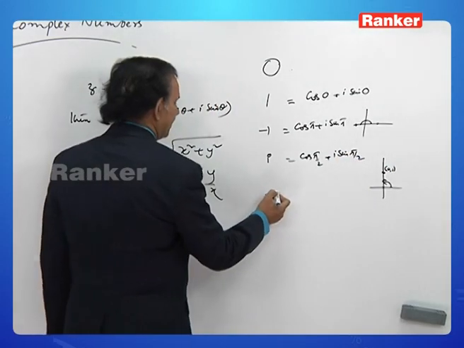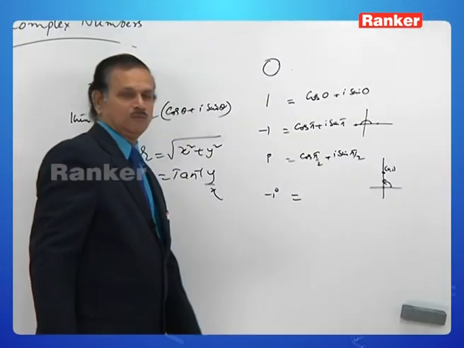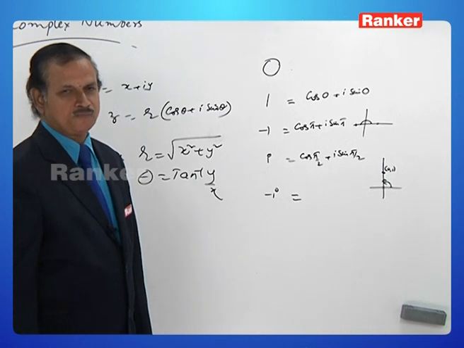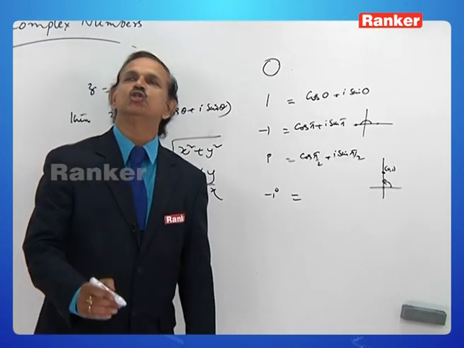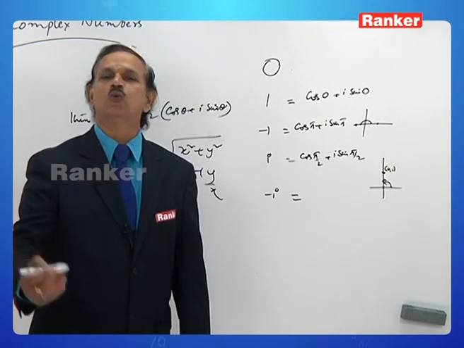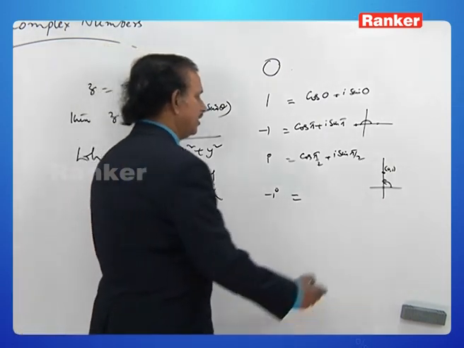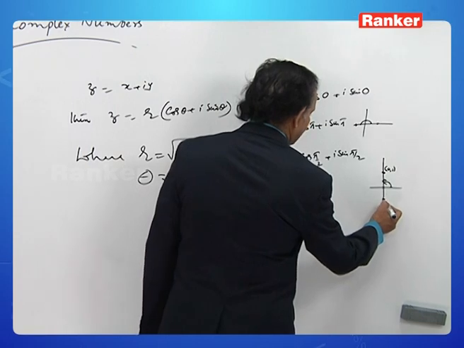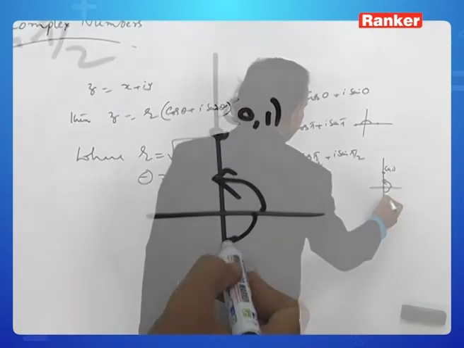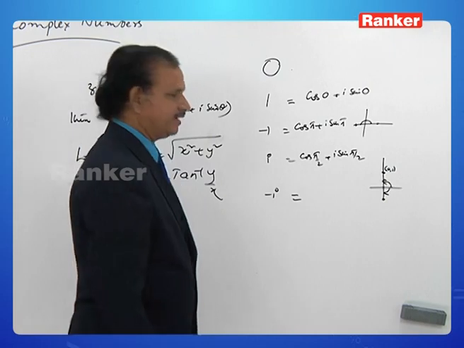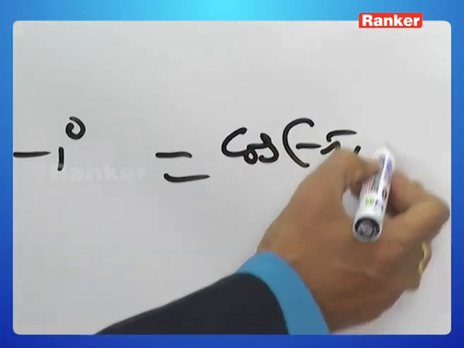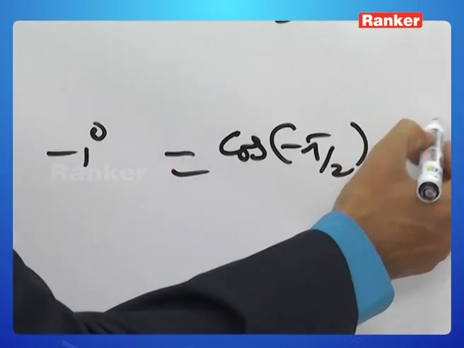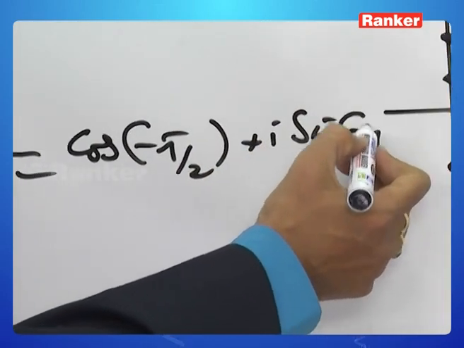And again, minus i. What is the point corresponding to the complex number minus i? Minus i is 0 minus 1 into i. Hence, it lies on the negative side of the y-axis, (0, minus 1). What is the amplitude here? It is minus pi by 2. Hence, it can be taken as cos of minus pi by 2 plus i into sine of minus pi by 2.